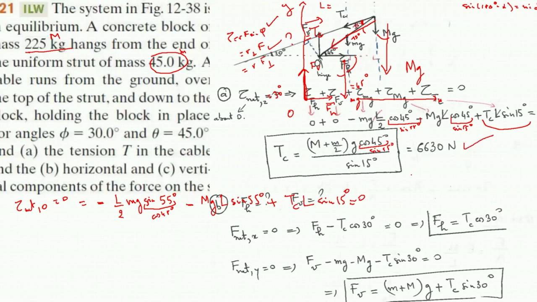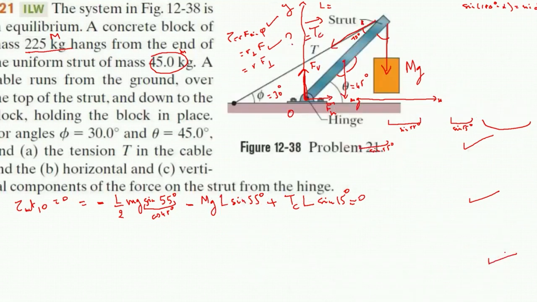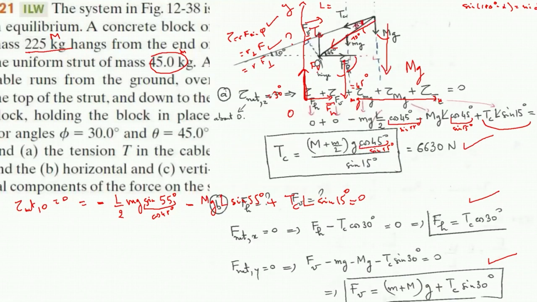Once you get your TC, now you do the balance of forces along the X direction, and you get FH, the horizontal force, and then you do the balance of forces along the Y direction, and you get FV. These two forces here, same as usual. Okay, good. I hope it's clear. If you can solve this, well, you are good for the exam.